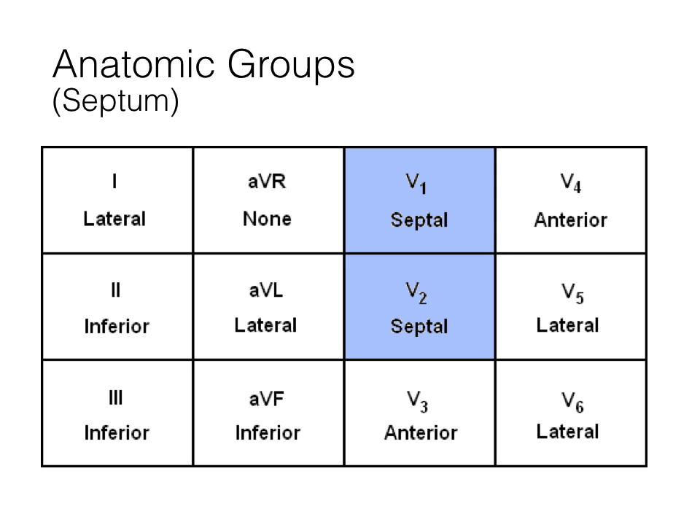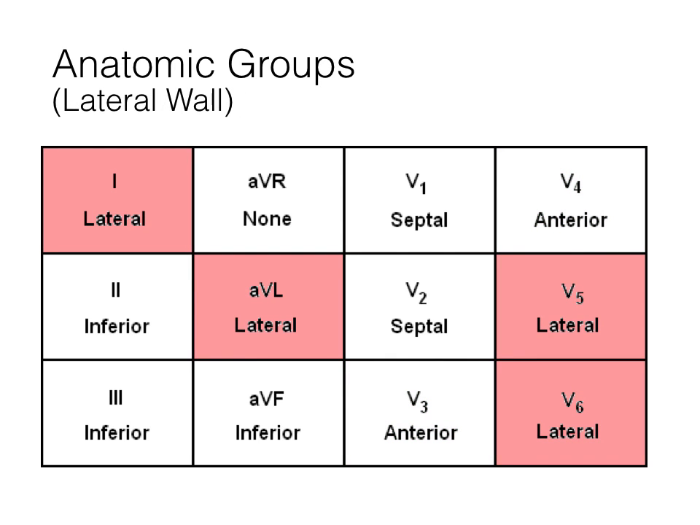Anatomically, the septum is represented by V1 and V2, the anterior wall is represented by V3 and V4, and the lateral wall is represented by lead 1, AVL, V5 and V6. Similarly, the inferior wall is represented by leads 2, 3 and AVF.